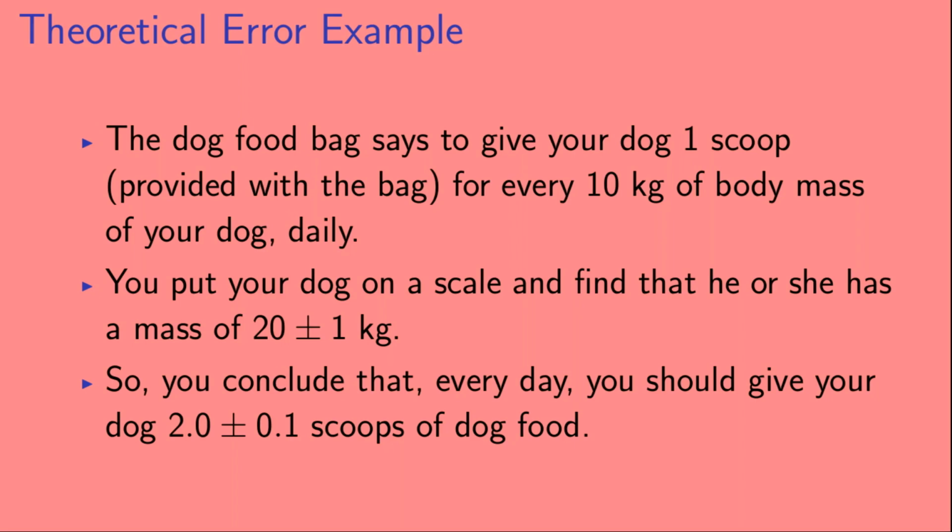You put your dog on a scale and find that he or she has a mass of 20 plus or minus 1 kilogram. So you conclude that every day you should give your dog 2.0 plus or minus 0.1 scoops of dog food.